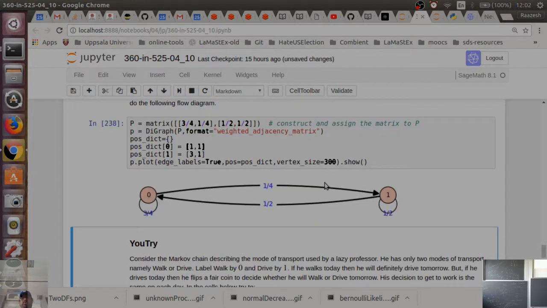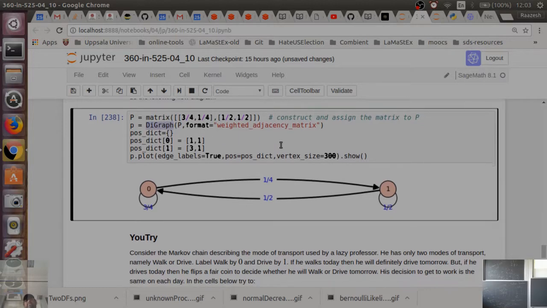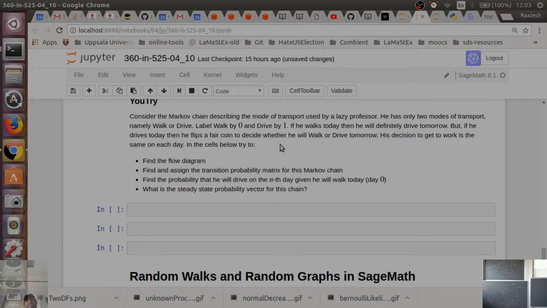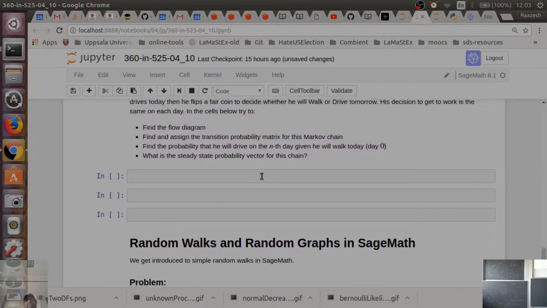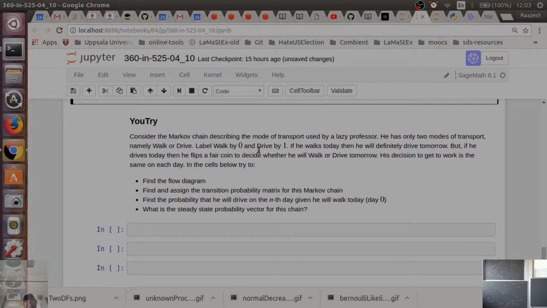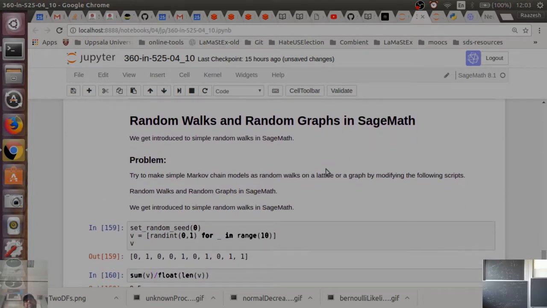And this is how you would quickly get graphs in Sage. And in fact, you can turn this into LaTeX and stuff. So this is very, very useful because what I'm using is this digraph, okay? That's a directed graph library, so you can do very, very cool things with digraphs. Here's a little U-try if you want to play around. This is a slightly different Markov chain describing the mode of transport used by a lazy professor. See if you can hack that up as a U-try.